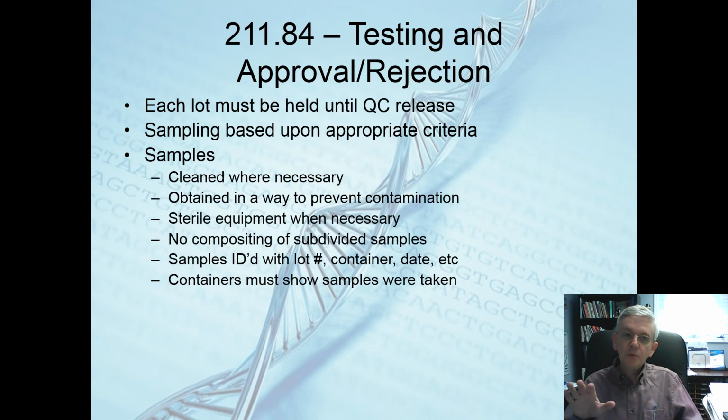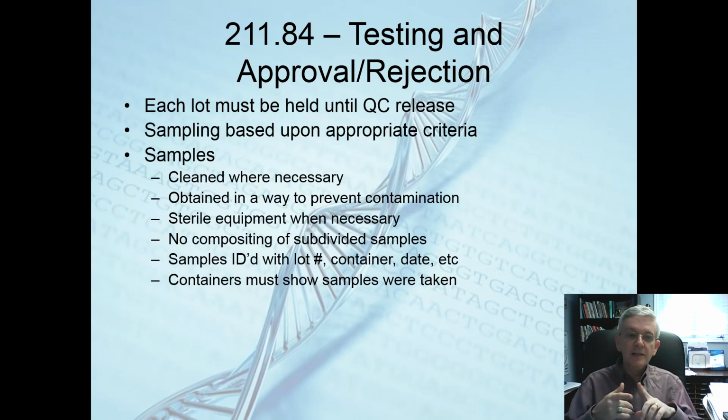And samples may have to be cleaned where necessary. They have to be obtained in a way to prevent contamination. Don't open them up in the hallway. Don't open them up outside the containers in which you take out a raw material. Sterile equipment may be used as necessary. You have no compositing of subdivided samples where you're trying to see striation or levels of the purity or uniformity in a container.